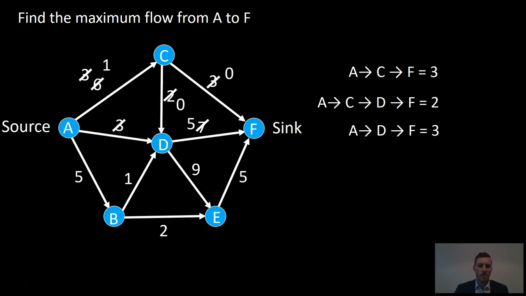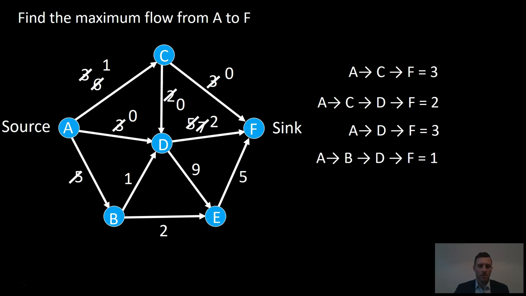Cross out 3, and we write 0. Then we cross out 5, and we write 2. And we can no longer go from A to D because we've used up all of the capacity of that. The next path is A to B to D to F. This path has a maximum flow of 1 restricted by B to D.